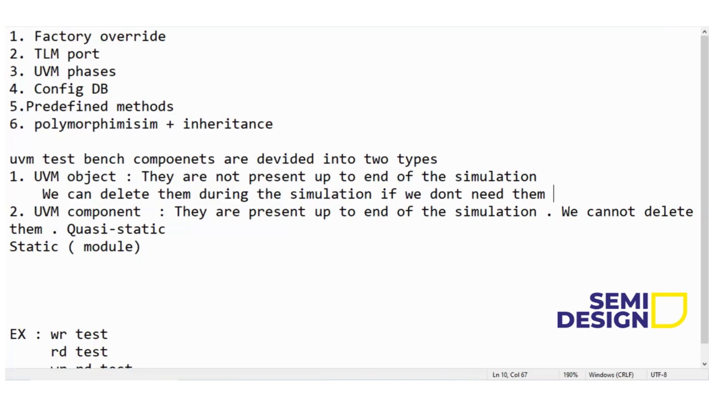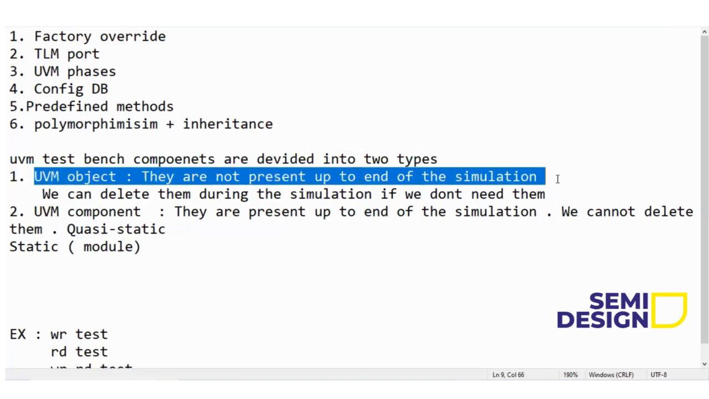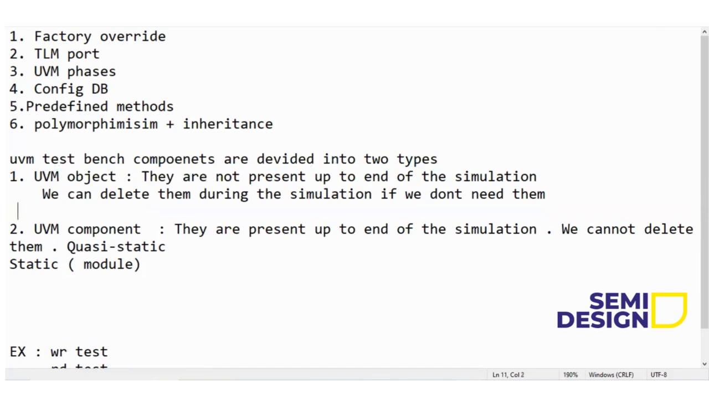So the driver and the monitor are the main parts which consume the time. Priya, did you say even in the monitor we can delete the object once we have no use for it? This object part you can delete whenever you don't need. In the UVM test bench, what are the UVM objects?